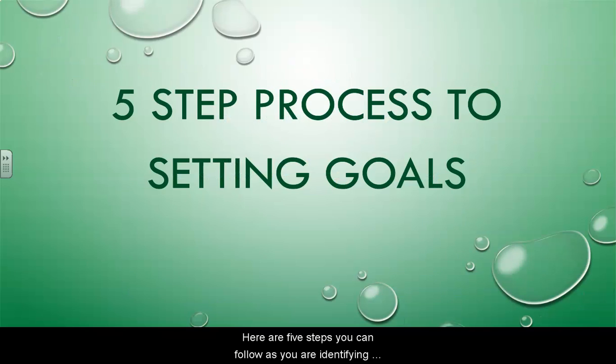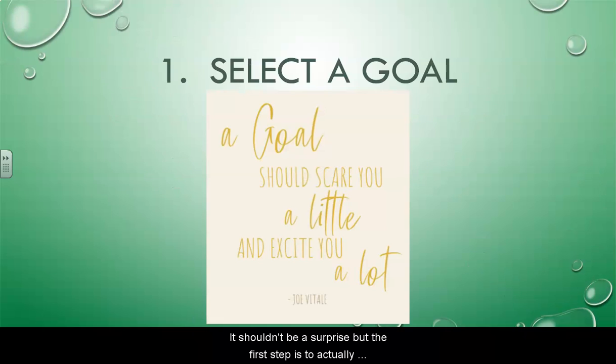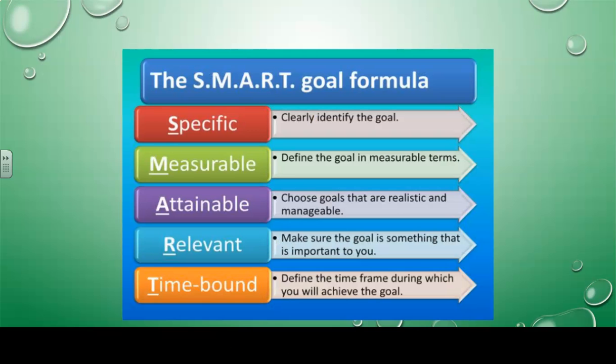Here are 5 steps you could follow as you are identifying and setting your goals. This shouldn't be a surprise, but the first step is to actually select your goal. Good goal setting is kind of like the Goldilocks story. You don't want it to be so hard that you aren't likely to achieve it, but you also don't want it to be so simple that you can achieve it easily. It should scare you just a little bit and definitely make you excited for what lies ahead.